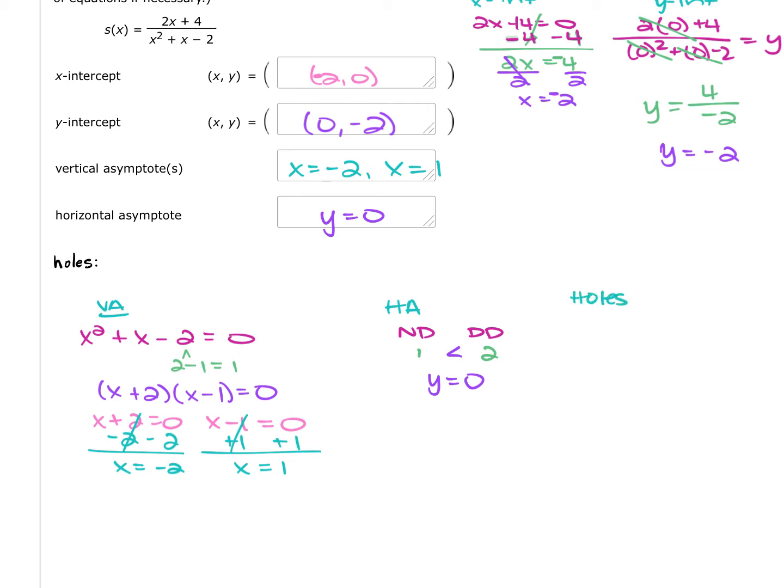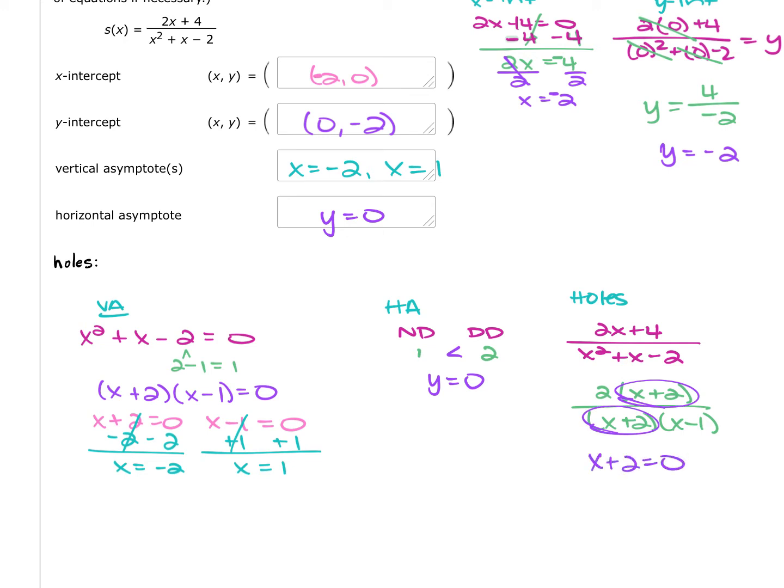Lastly, you're going to find your holes. If you take the top, which is 2x plus 4, and the bottom, which is x squared plus x minus 2, and you factor both of them, you're going to have 2 times x plus 2 over x plus 2 times x minus 1. The top and the bottom both have the x plus 2. So take that x plus 2, set it equal to 0, and solve. Move your 2 over, subtract it from each side, and you get a hole at x is equal to negative 2.